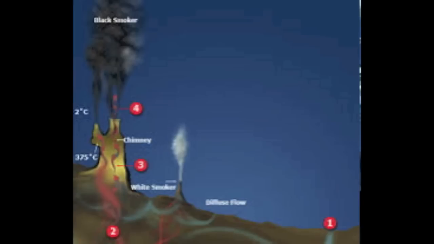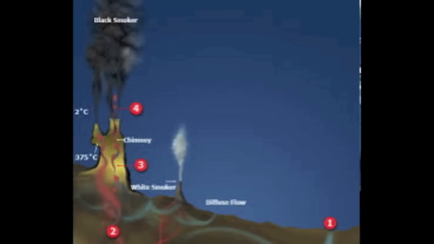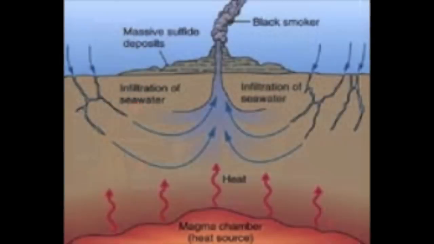These chemical reactions change the water in multiple ways. All oxygen is removed, and it becomes acidic. It picks up dissolved metals such as iron, copper, and zinc, as well as hydrogen sulfide, hydrogen, carbon dioxide, and methane. The warmer water is now less dense and therefore more buoyant than colder water.